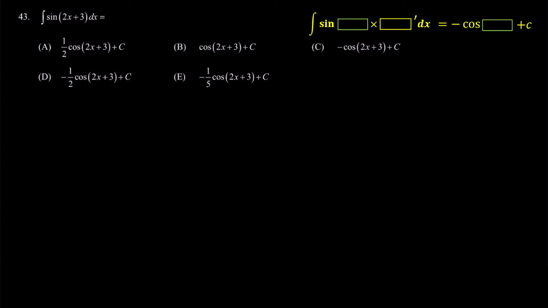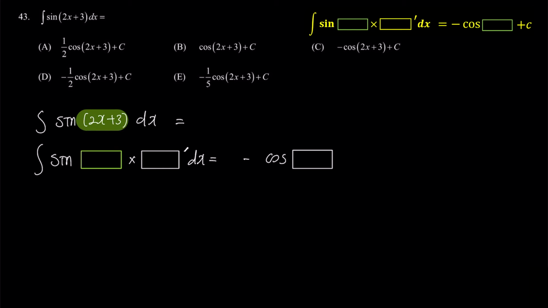Let's take a look at the first example problem involving the sine and cosine functions. Apply the box rule for sine. We can put 2x plus 3 into the green box and its derivative 2 into the box prime. Since we now have an extra 2 in the equation, we need to divide it by 2 to put the expression back into the original. Therefore, the answer simplifies to negative half times cosine 2x plus 3 plus c, which is option D.